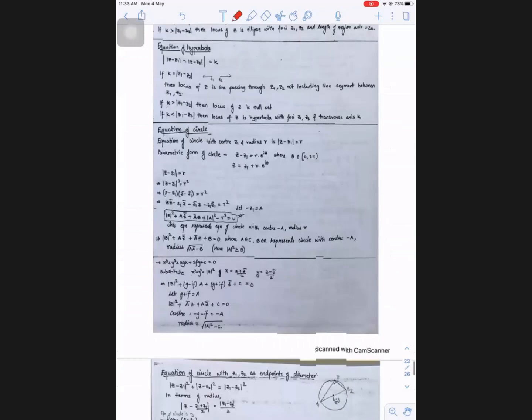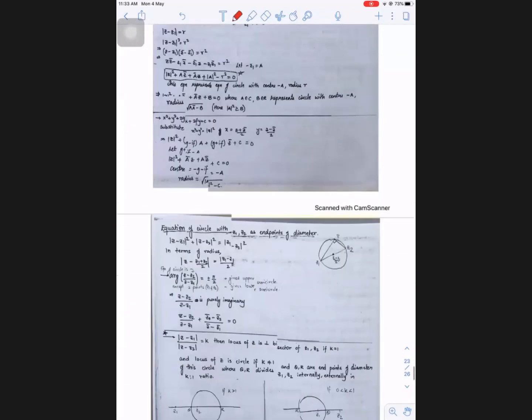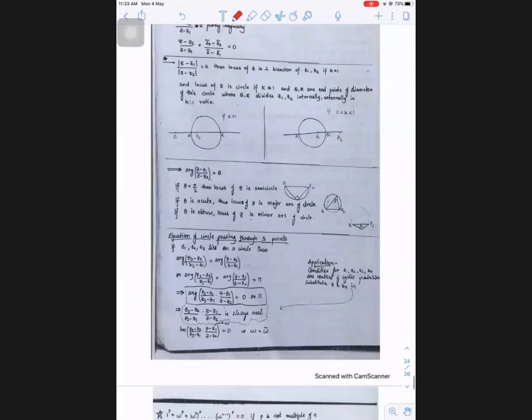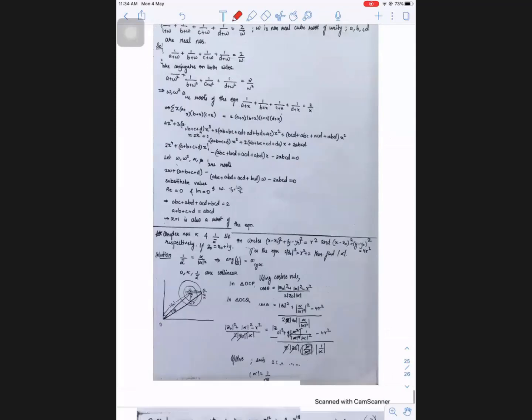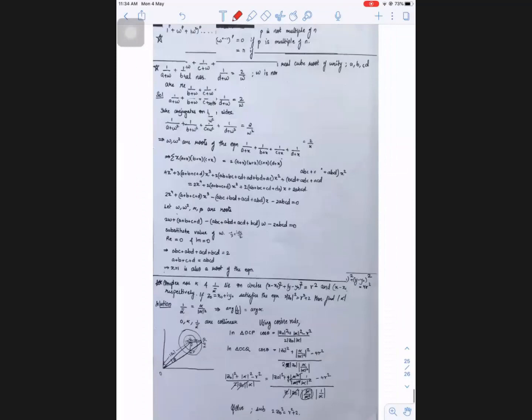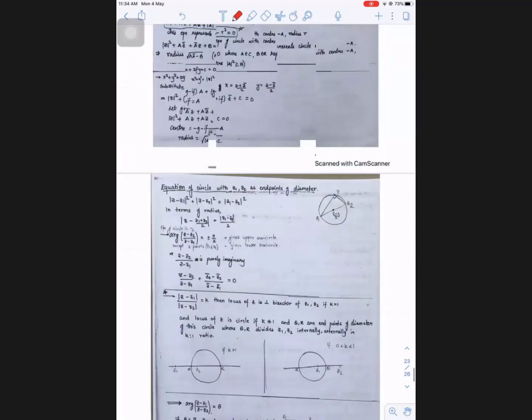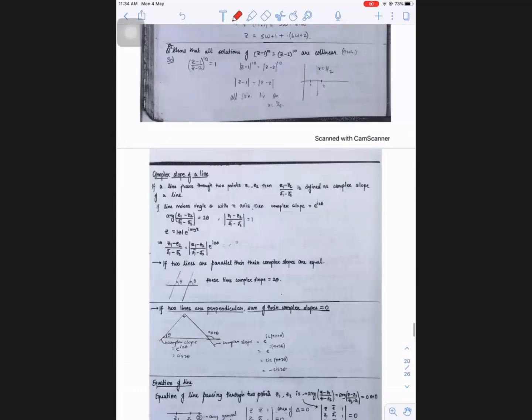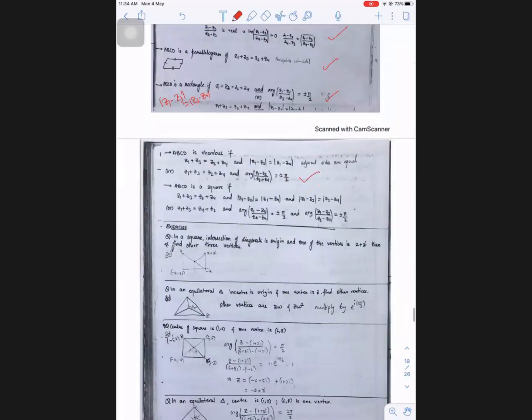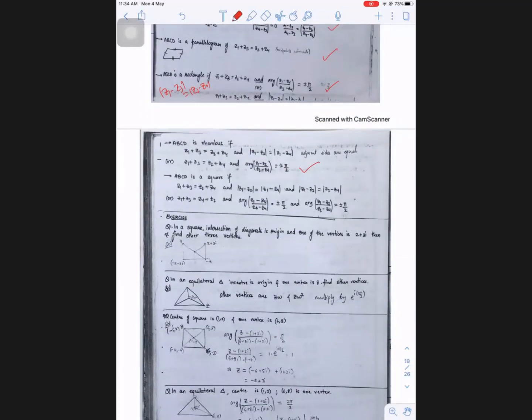If lines are parallel, what is the condition? If lines are perpendicular, what is the condition? And circle is there. So in the next class I'll complete this part, because at least half an hour is required to discuss these line and circle concepts. So tomorrow we'll discuss those results. And what is our next topic?